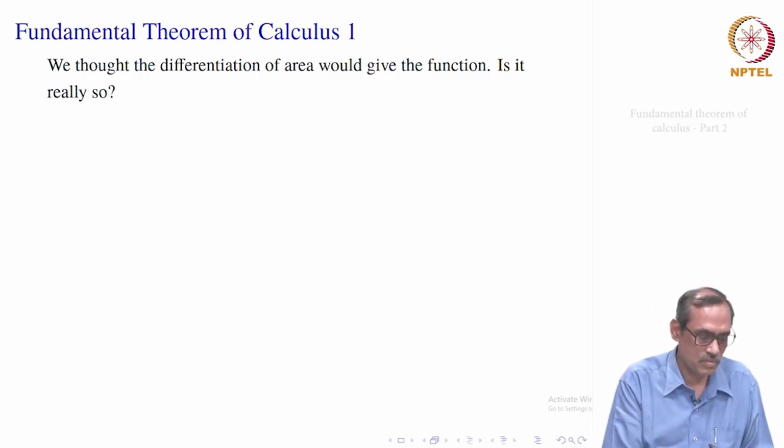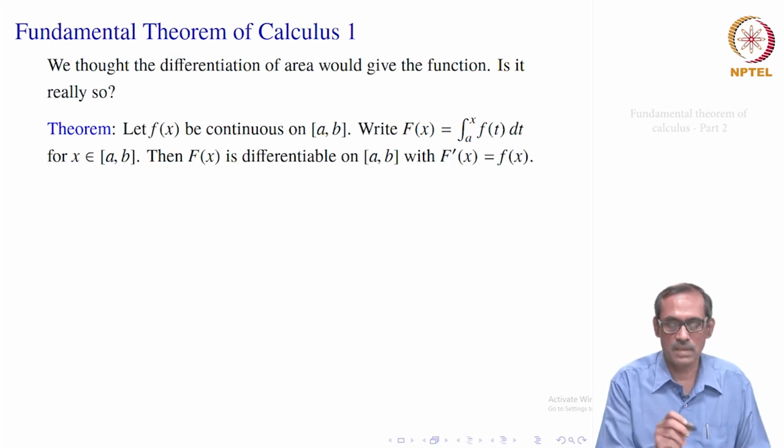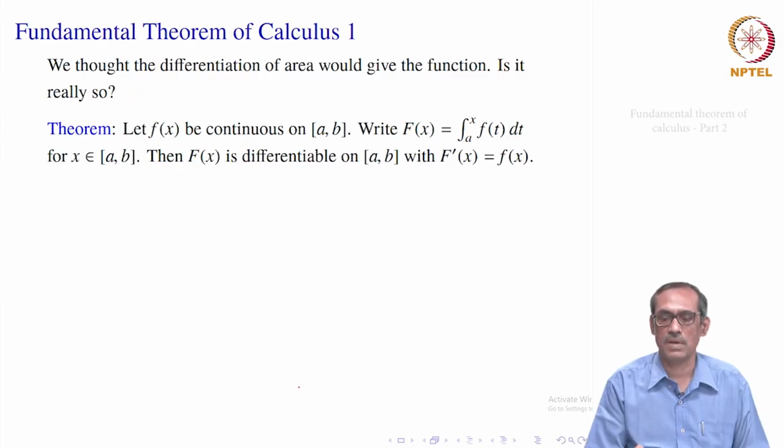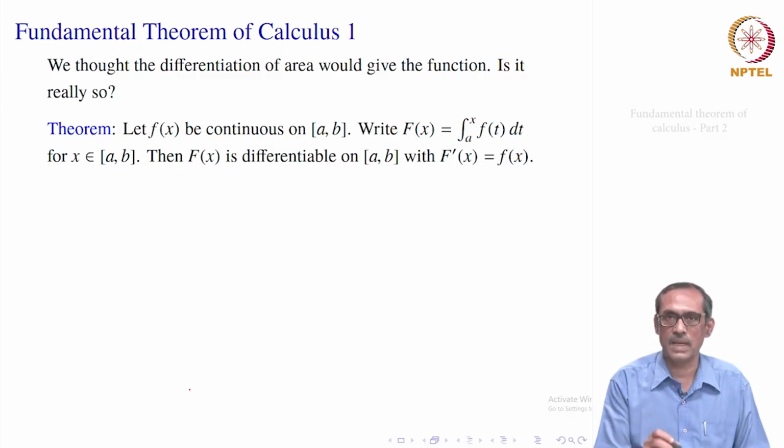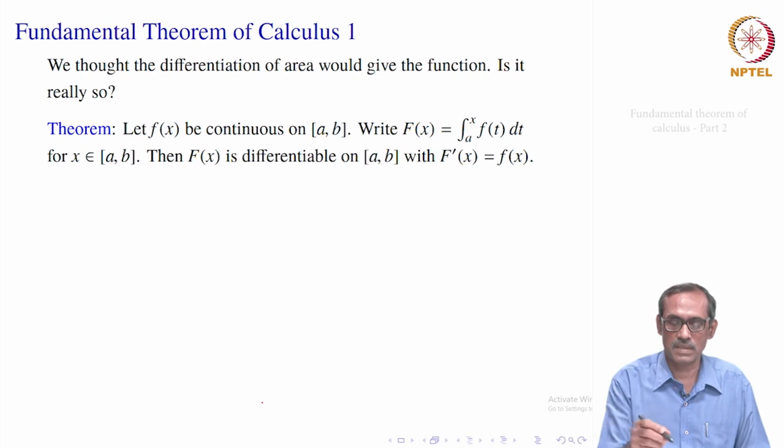So, that means we need to prove some result like this. If f of x is a continuous function on the closed interval a to b, then you write F of x, that is capital F, equal to integral a to x f of t dt for any x inside this interval a to b. Then capital F of x is differentiable on closed interval a b, and capital F prime will be equal to small f. That is what is required here.